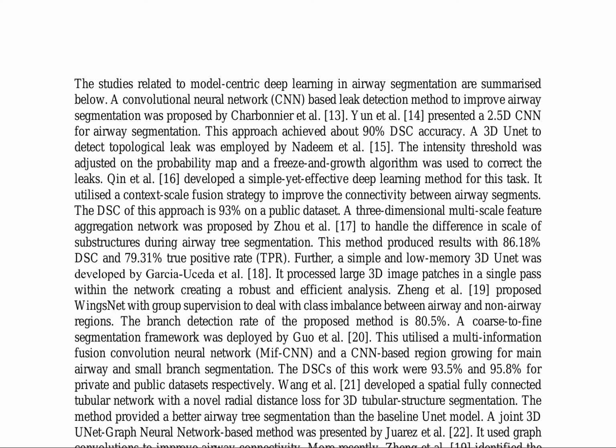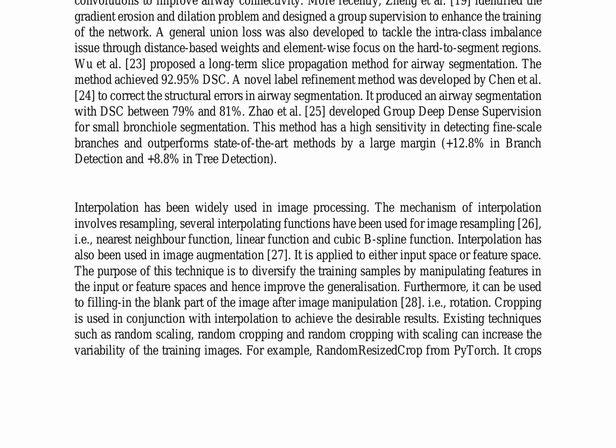Recent studies have also focused on addressing specific challenges in airway segmentation, such as gradient erosion and dilation, intraclass imbalance, and structural errors. For example, Cheung et al. proposed a group supervision method to enhance training and tackle intraclass imbalance, while Wu et al. developed a long-term slice propagation method, achieving 92.95% DSC.